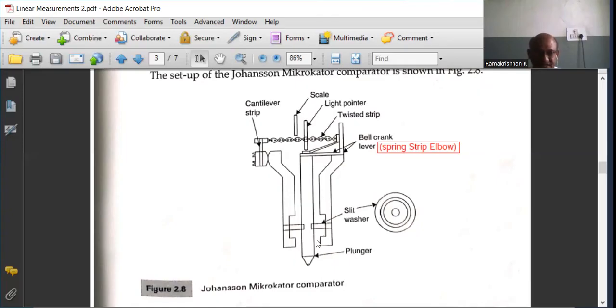As discussed in the principle of the comparator, the gauge blocks are set and the scale is set to 0, and then the gauge blocks are replaced by workpieces. If there is any change, the pointer will deflect. If the plunger moves, the pointer deflects, which causes the twisted strip to change in length.